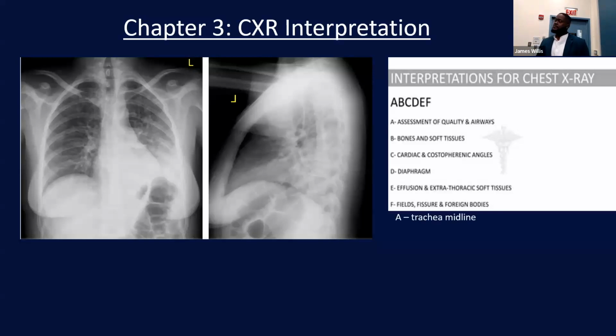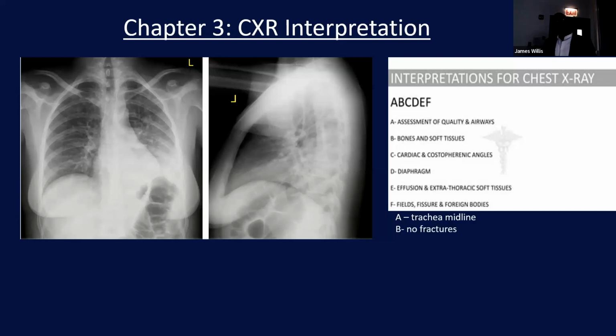All right. Bones, are there any fractures? Okay, there's no fractures. Thank you, guys.